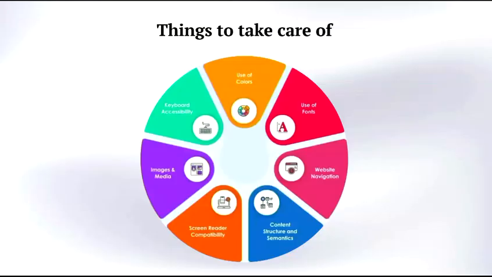Third is website navigation. Make sure that all that beautiful content that you have on your website is actually accessible by keyboard, if it actually makes sense for the user to at least click on them or at least know about them. Fourth one, the one in blue color, is content structure and semantics.